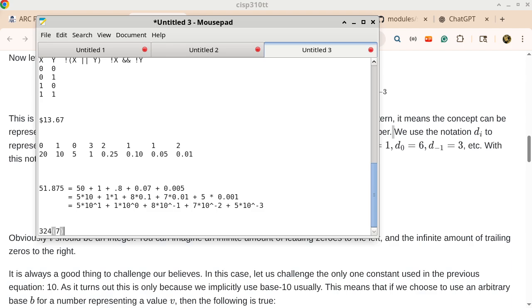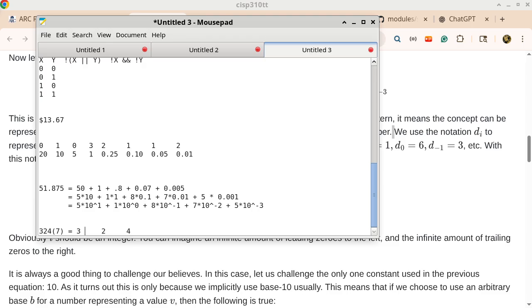But anyway, 3, 2, 4 in base 7. But what value is it actually representing? So now you have to say, okay, what is the 3 telling me, and what is the 2 telling me, and what is the 4 telling me? So now you go back to what I said a little bit earlier. Each digit of a number is telling you the quantity of a specific power of the base.